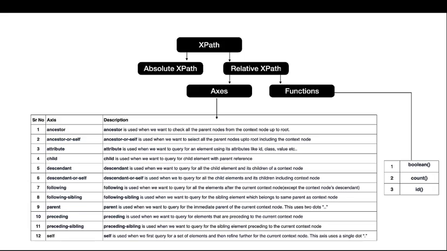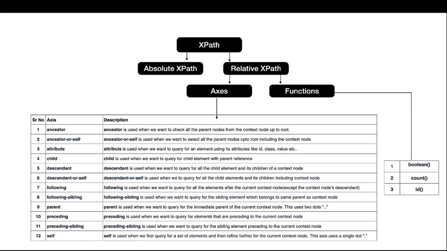So today we are going to discuss XPath, how to write XPath, and the different axes available in XPath. Okay, if you see on my screen, we have XPath on the top. There are two types of XPath we can write, absolute and relative.